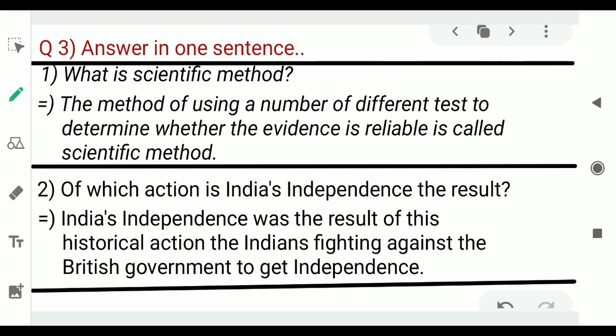Now by proceeding further, write question number 3. Answer in one sentence. Number 1: What is scientific method? This also I have explained to you in the video. So the answer for that is, the method of using a number of different tests to determine whether the evidence is reliable is called scientific method.